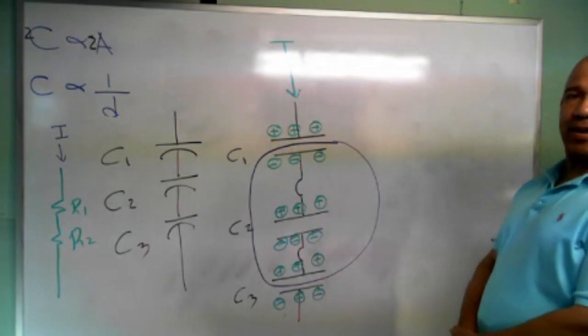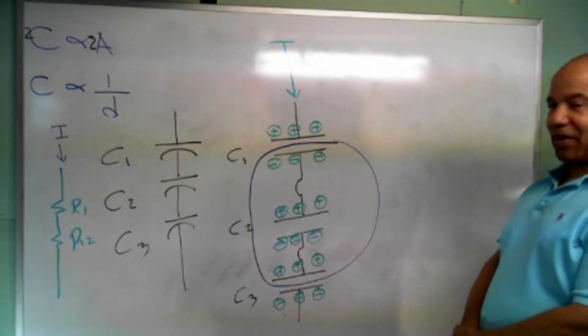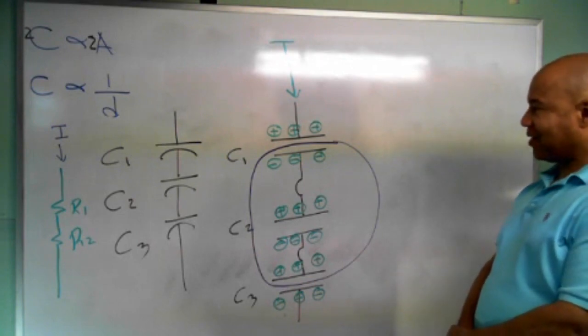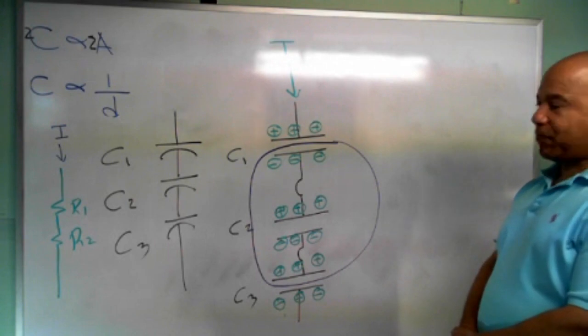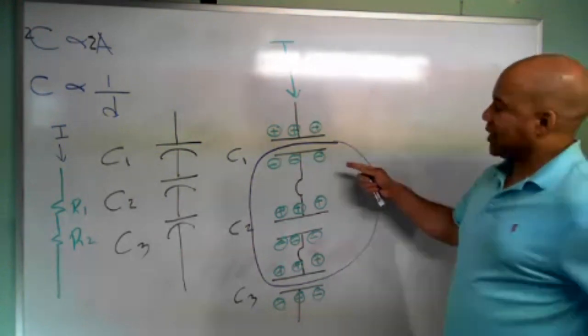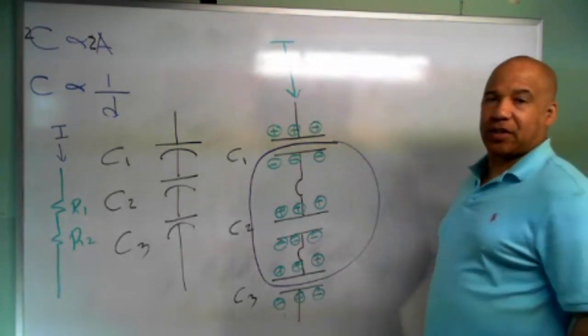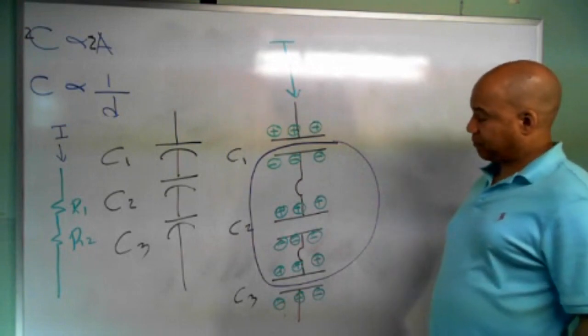I guess Kevin must not be out there because Kevin always answers, even if it's a guest. So Kevin must not be out there today. Well, let me help you out. What happens if you count the number of plus and minus charges in the circle? What do you notice?